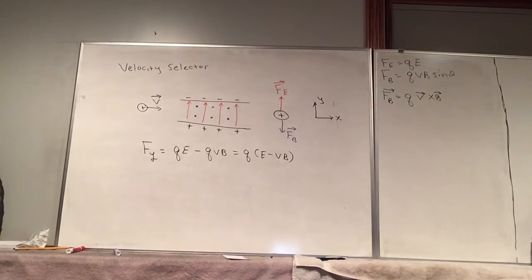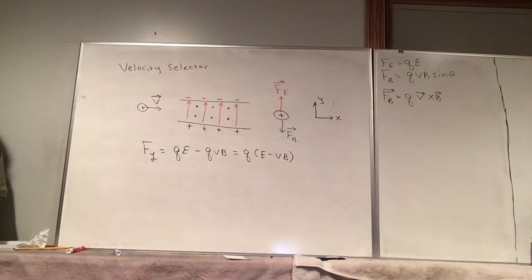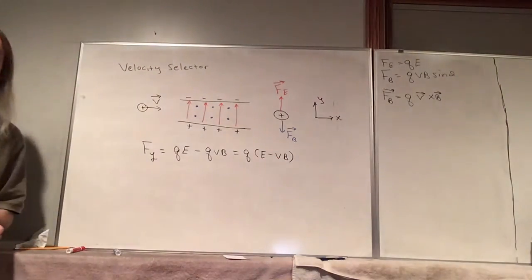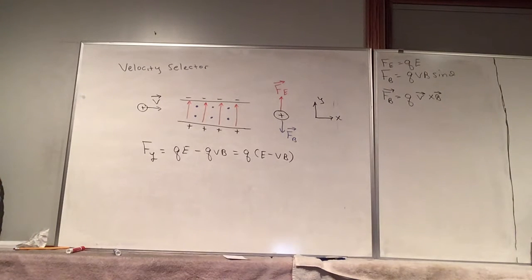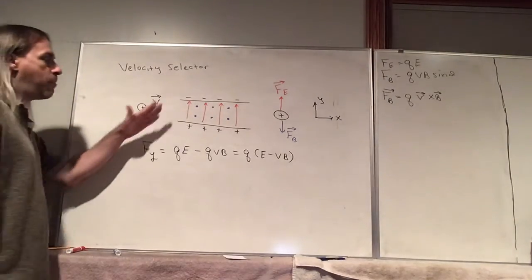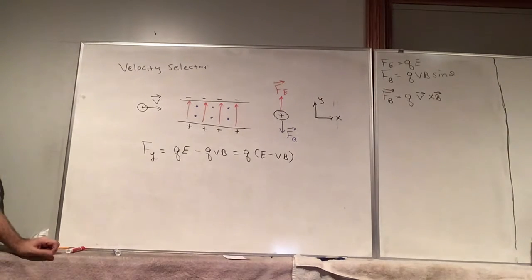Now imagine that this particle is moving very slowly. The electric force does not care how fast this particle is moving. The electric force is always just QE, whereas the magnetic force does depend on the velocity. So if we have very slow-moving particles, this magnetic force is going to be small, the electric force is going to be relatively strong, and the particles are going to be deflected upwards. And if we increase the velocity, let's say we make the velocity very high, then the magnetic force is going to be stronger, and the particles will be deflected downwards.